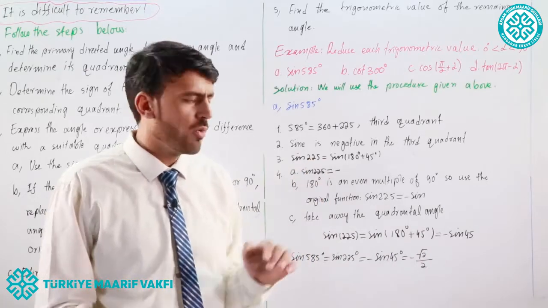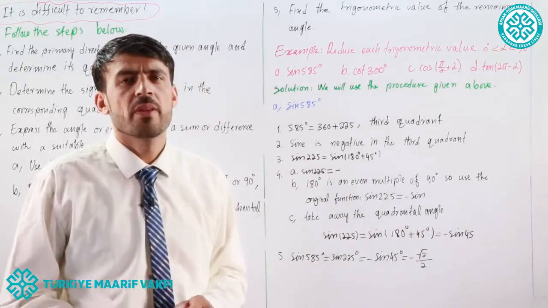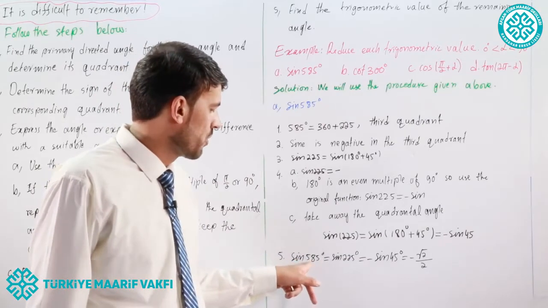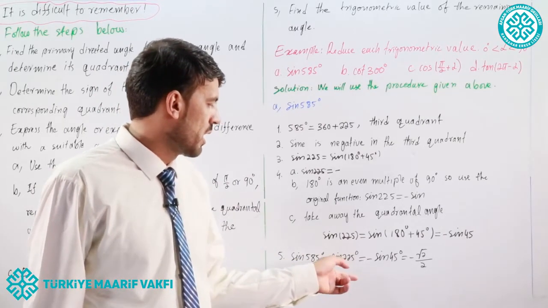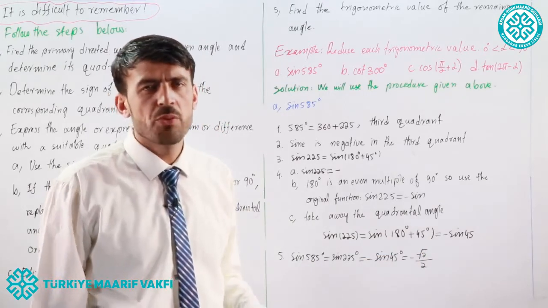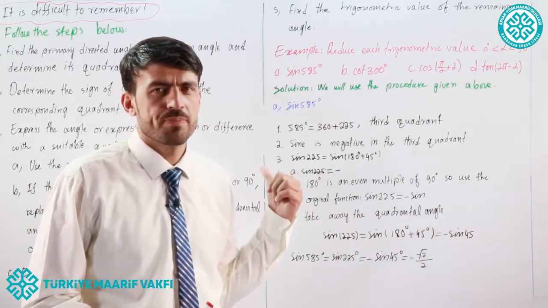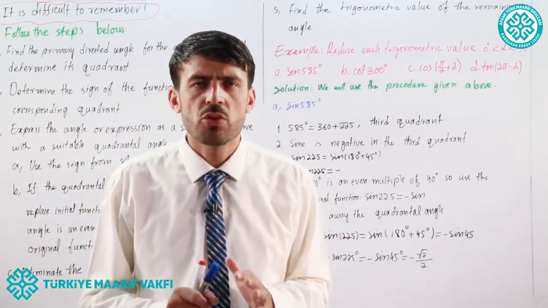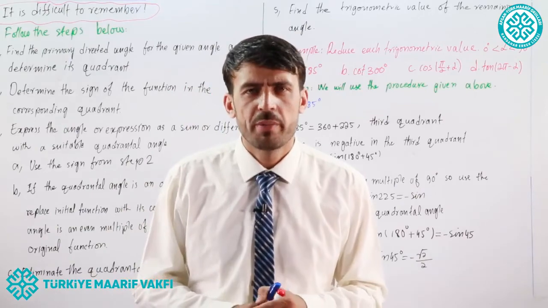So finally we have found the answer for sine of 585, which is minus square root 2 over 2. And we have used these steps. Also, I'm going to solve some other examples for better understanding.